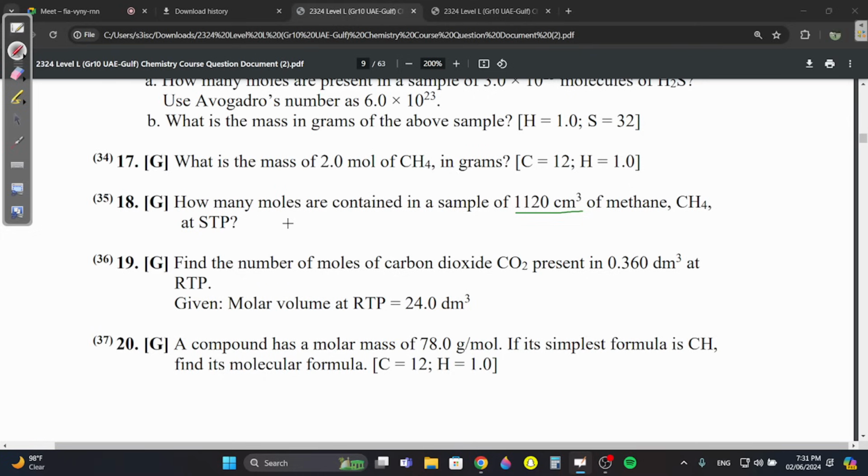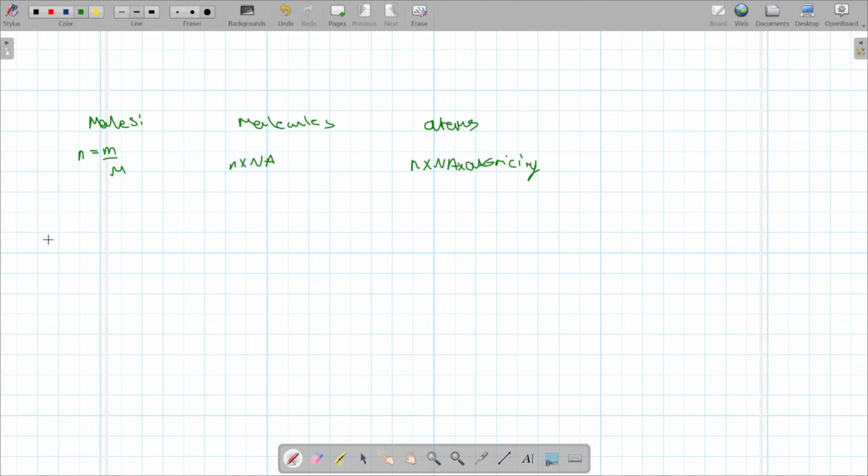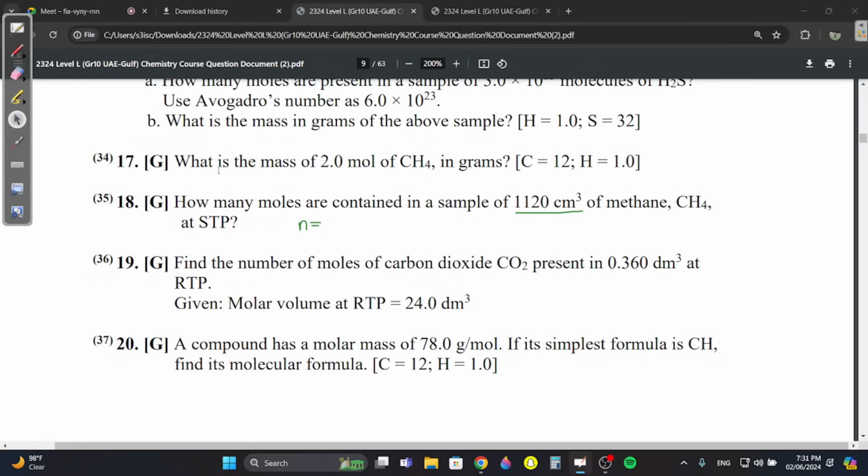Okay, always remember that n also equals, for volumes, n equals V over Vm. Vm is 22.4 at STP, 24 at RTP. And volume must be in dm³. Okay, so in 1120 cm³, we want the moles and we're working with volumes, so it's going to be V over Vm. And since it's STP, it's 22.4.